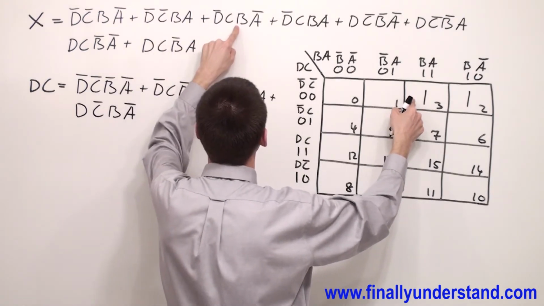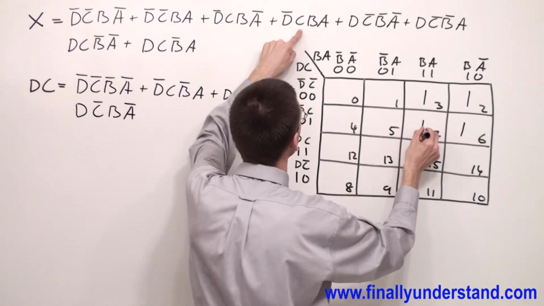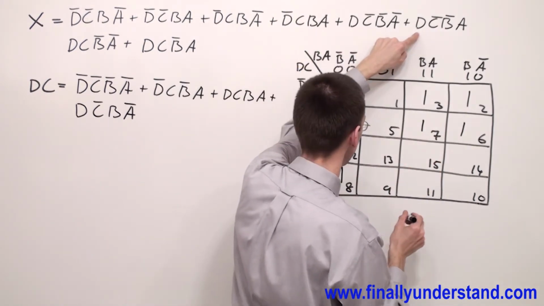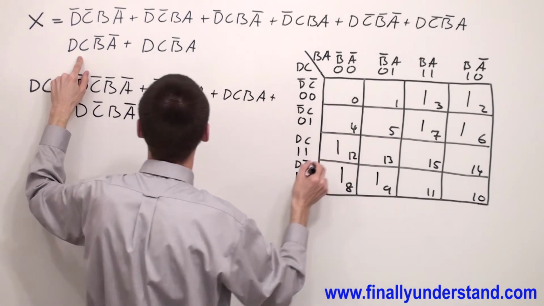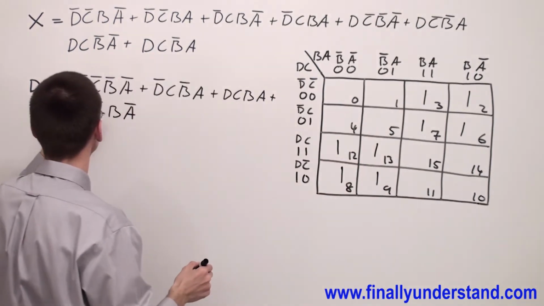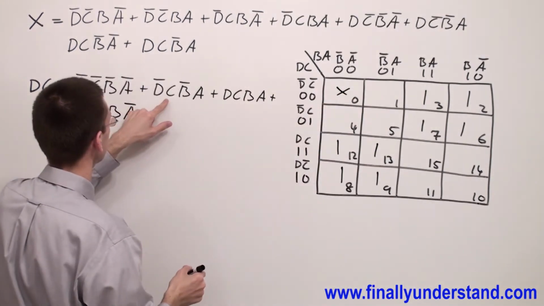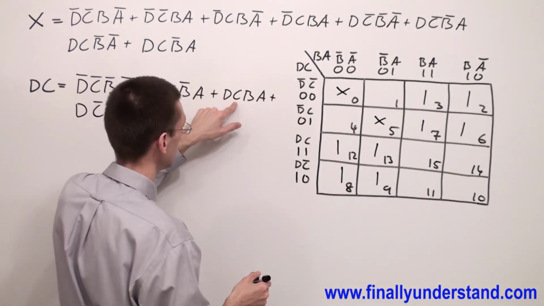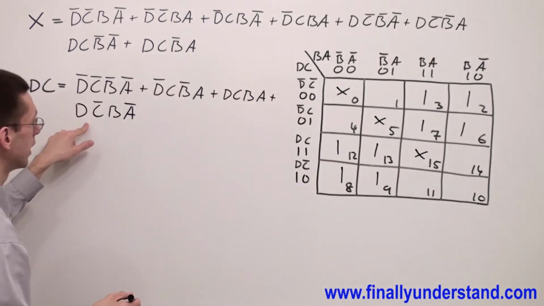This is binary 6. This is binary 7. This is binary 8. This is binary 9. This is binary 12. This is binary 13. This is binary 0. This is don't care. This is binary 5. Don't care. We have binary 15. Don't care. And this is binary 10.